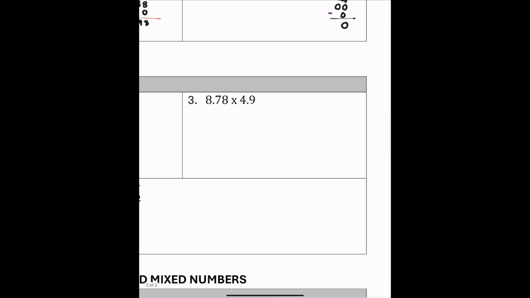Number 3, we have 8.78 times 4.9. What I always like to do is write the number with the most number of digits up top. So we have 8.78. I'm going to write 878 because remember, we like to worry about the decimal after we compute. Okay, so 878 times the number with the least number of digits. So 4.9, right? So instead of saying 4.9, we're going to say 49. All right. So now we have 878 times 49.